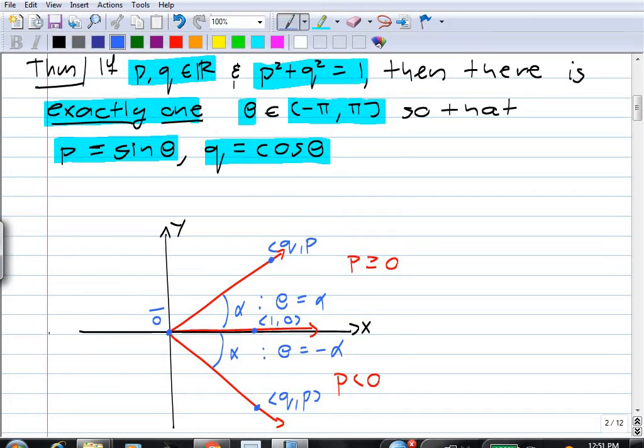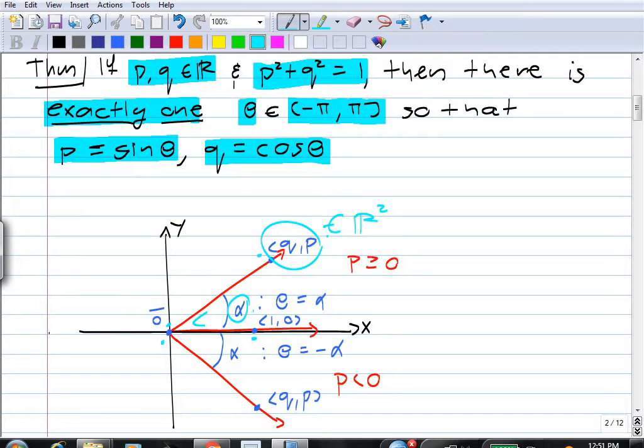Well, it's actually quite simple. We take our two numbers p and q, and we take the point (q, p) in the plane R2, and we look at the ray going from the origin through this point, and we take the ray going from the origin through the point (1, 0). So in other words, through the x-axis. Okay, so in other words, this ray is the positive x-axis. And now we look at this angle formed by these two rays, and we look at its magnitude alpha.